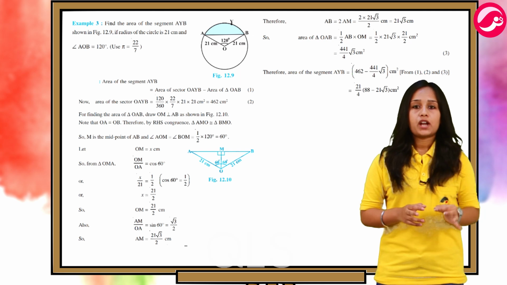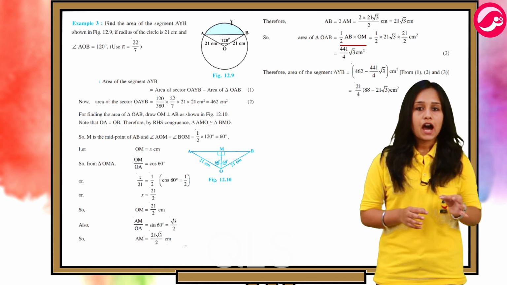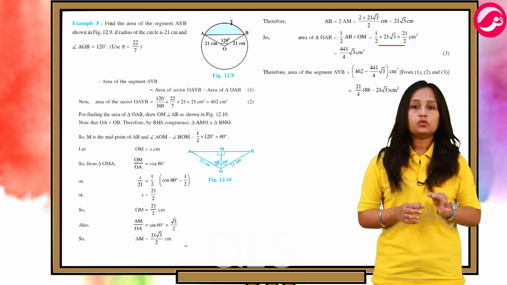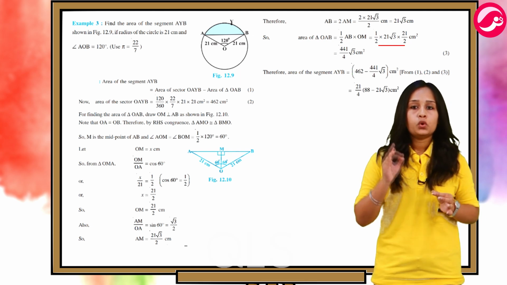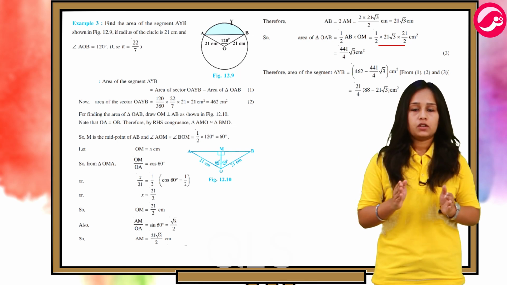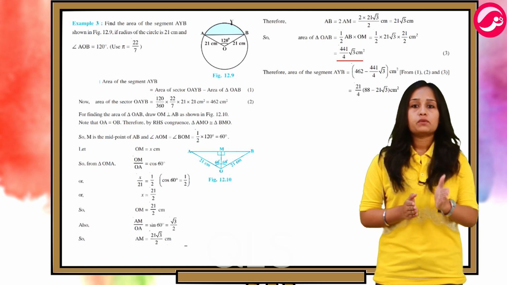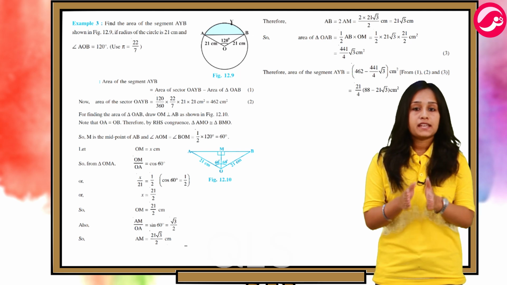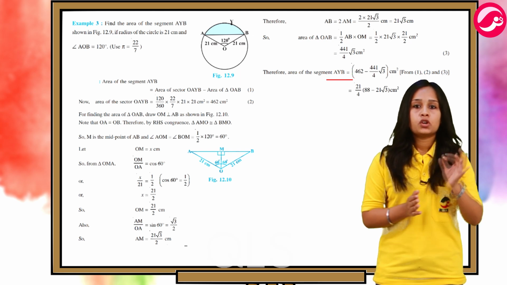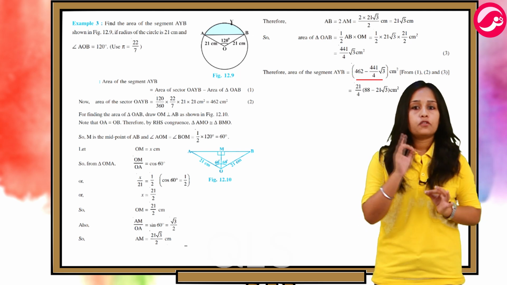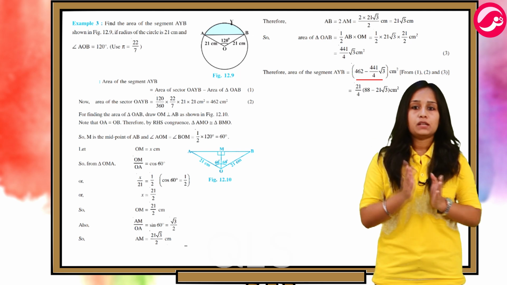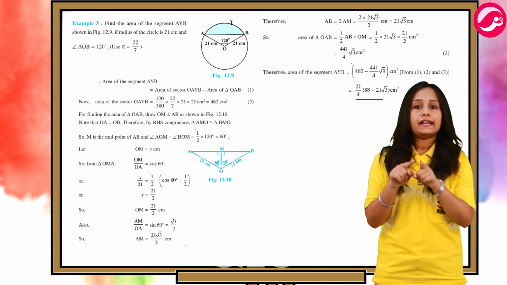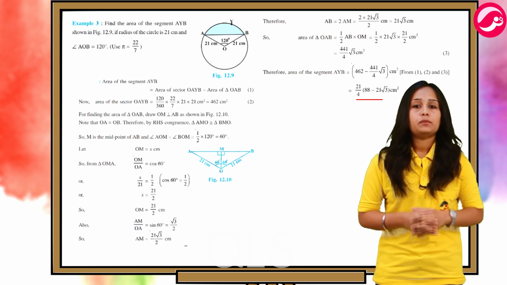So area of triangle OAB is equal to half into AB into OM, which is equal to half into 21 root 3 into 21 by 2 centimeter square, which is equal to 441 root 3 upon 4 centimeter square. Therefore, area of the segment AYB can be written as 462 minus 441 root 3 by 4 centimeter square, which is equal to 21 by 4, 88 minus 21 root 3 centimeter square.